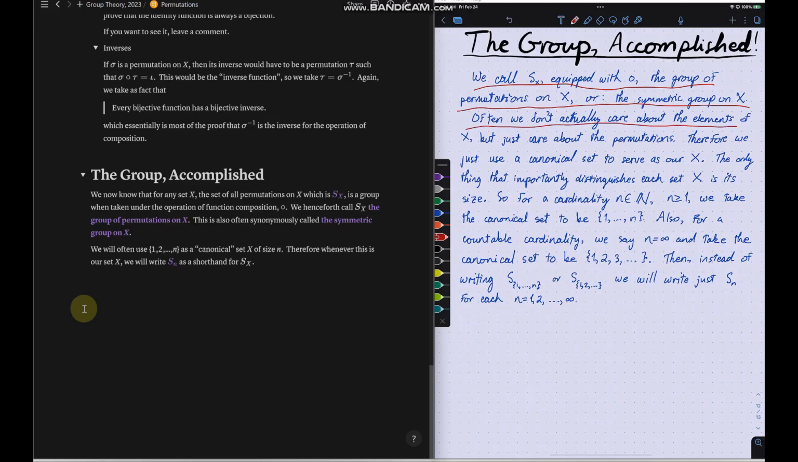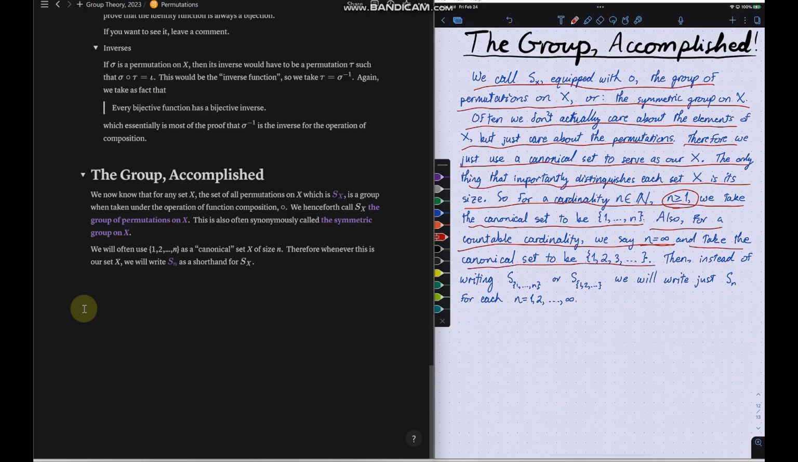Often we don't actually care about the elements of X, but just care about the permutations. Therefore, we just use a canonical set to serve as our X. The only thing that importantly distinguishes each X is its size. So for a cardinality of n in the natural numbers, at least 1, we take the canonical set to be the set from 1 to n. Also, for a countable cardinality, we say that n is infinity and take the canonical set to be the set of all positive natural numbers.